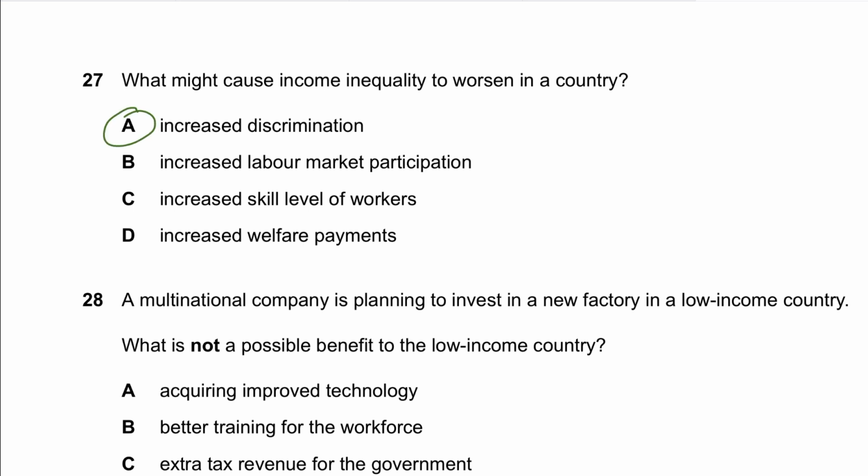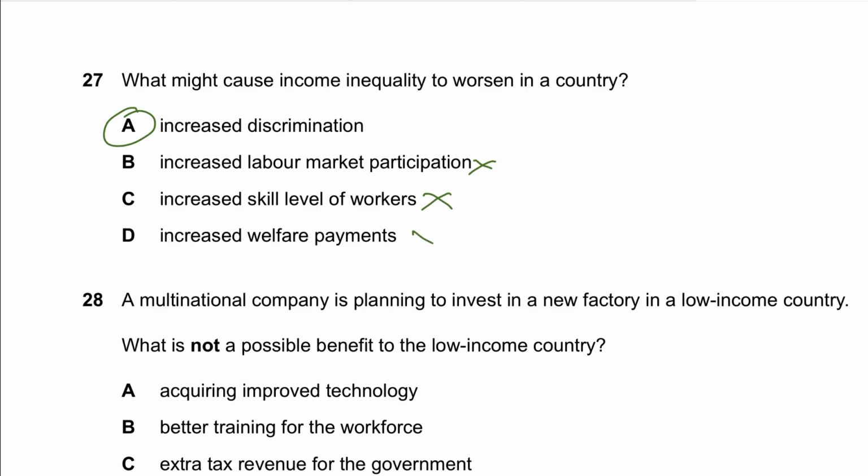Increased labor market participation is wrong, because if people enter more employment, labor force participation rises, and household incomes would generally rise, and inequality will decrease, not increase. Increased skill level of the workers is also wrong, because if workers become more skilled, productivity and earning potential would rise, associated with higher incomes and improved opportunities. So income inequality will fall, not worsen.